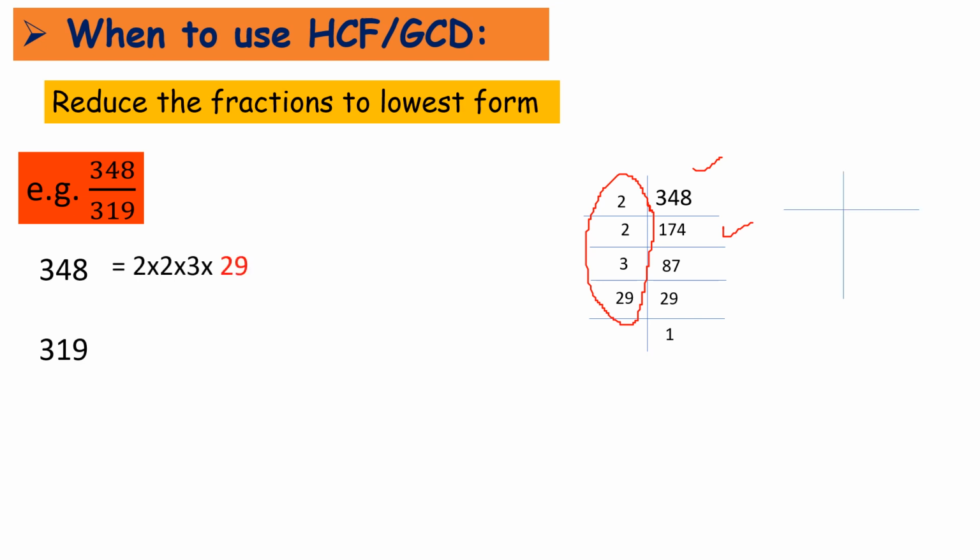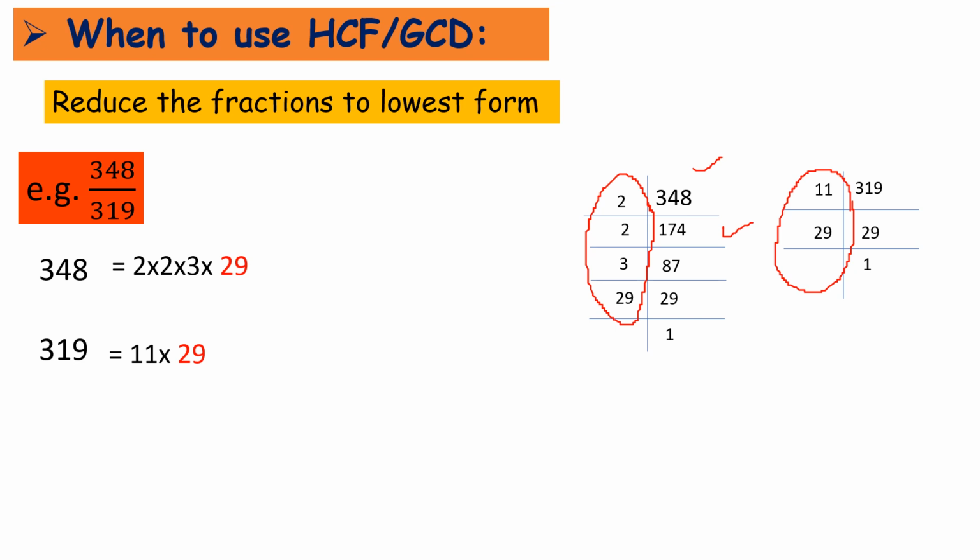Right. Now next is 319. We need to find the factors of 319. This goes in 11: 11 times 29. Now 29 is a prime number, so we'll take 29 as it is, 29 times 1. So the factors of 319 are 11 and 29. So we'll write down here.